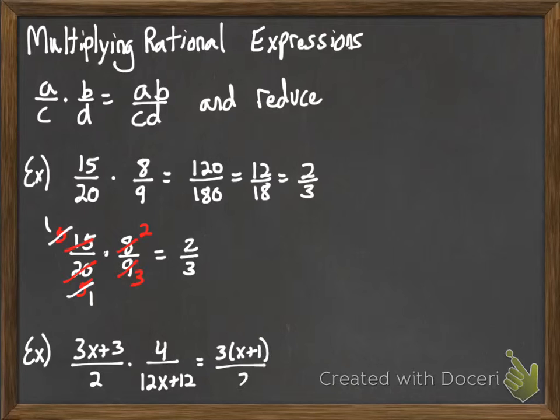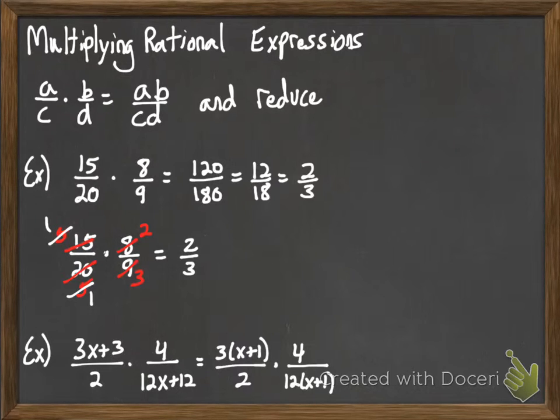Okay, so when we do our factoring, we find that for the first fraction, 3x plus 3, we can pull out a common factor and have 3 times x plus 1. The 2 in the bottom we can't do anything about right now. Same thing with the 4 in the top for the second fraction. In the bottom we have a 12x plus 12. We can pull a 12 out of each, and you have 12 times x plus 1.